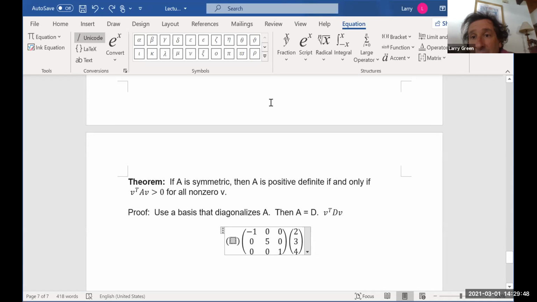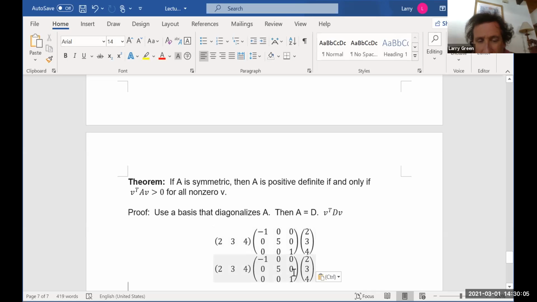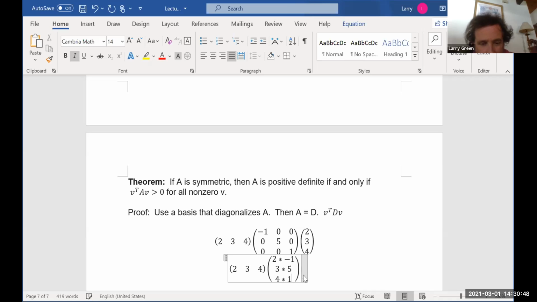Okay, so we want to multiply. What is this matrix times 2, 3, 4? -2, 15, and 4. Yes, but I'm going to write it a little differently because I want to emphasize what happened. It's going to be 2 times -1, and then 3 times 5, and then 4 times 1. Any questions on that?